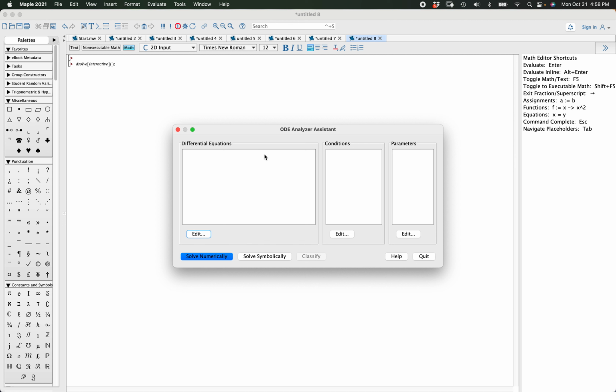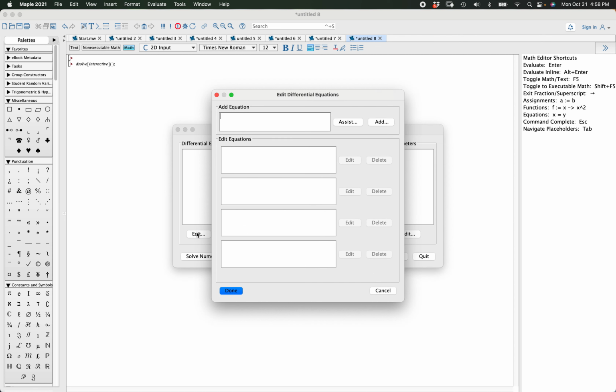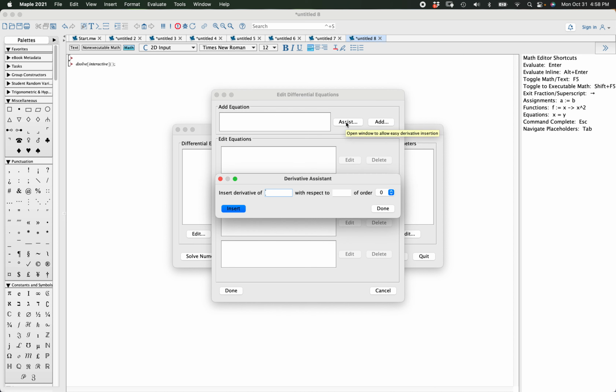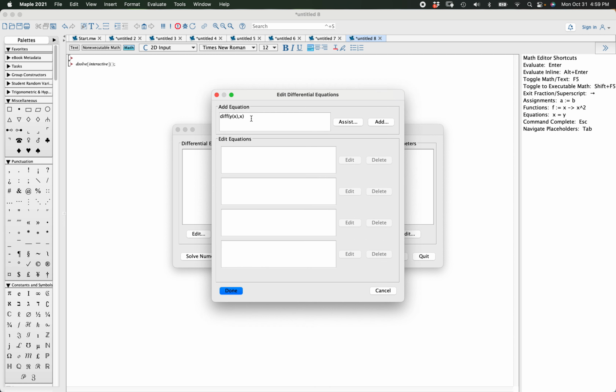Looking at solving, first of all, y prime plus 7y is equal to 0, we go to Edit and then Assist. We insert the derivative of y with respect to x of the first order, insert, click on Done. For adding 7 times y, you have plus 7 times, and you have to enter the star, and for y, it's going to be y with respect to x, so you enter y sub x, and we have is equal to 0. If you're satisfied, you can click on Add, so you've got y prime plus 7y is equal to 0.